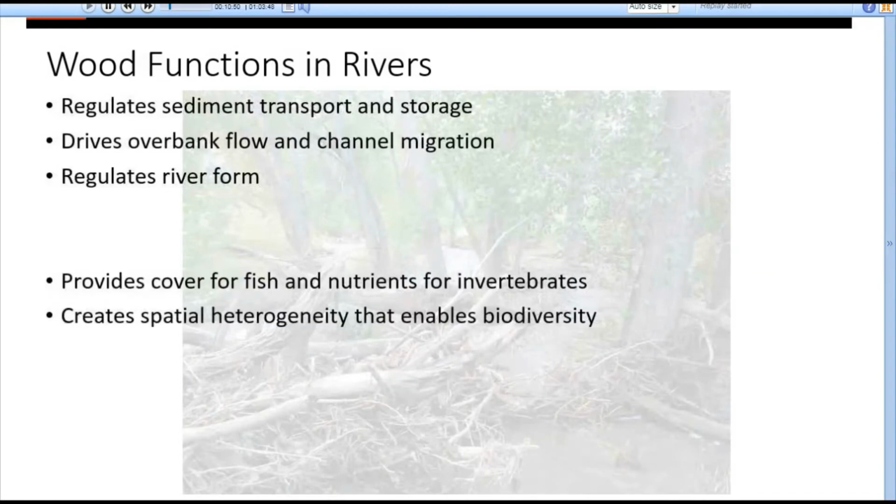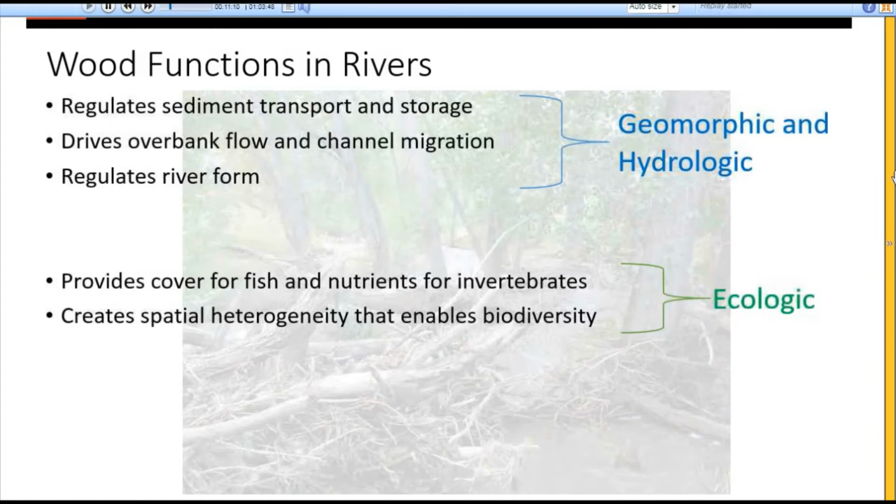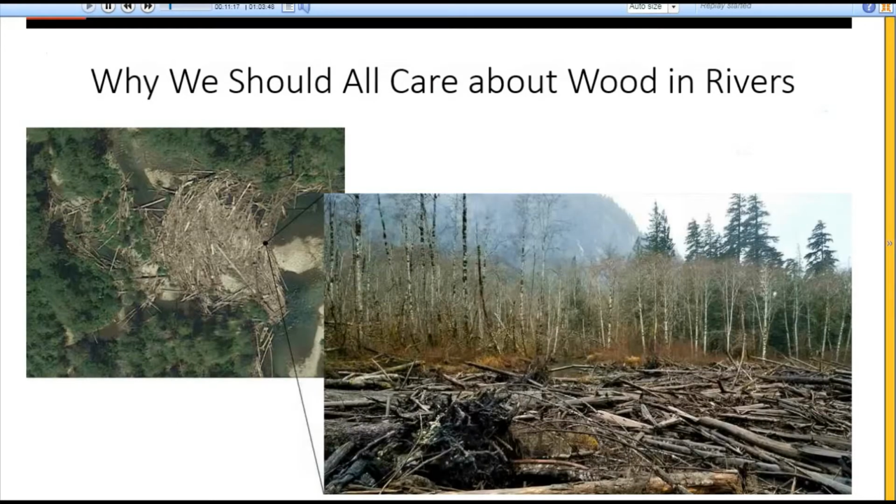It also provides cover for fish, nutrients for macroinvertebrates, and due to all these functions, especially the fact that it regulates lateral migration, it can regulate spatial heterogeneity in rivers. So it can create sort of the foundation for a diverse ecosystem in river valley bottoms. And it has these really important geomorphic, hydrologic, and ecologic functions that it provides for river valley bottoms. So I would argue that we should all care about wood in rivers. The rivers that we see today, I'll make the argument that they don't have quite enough wood in them.